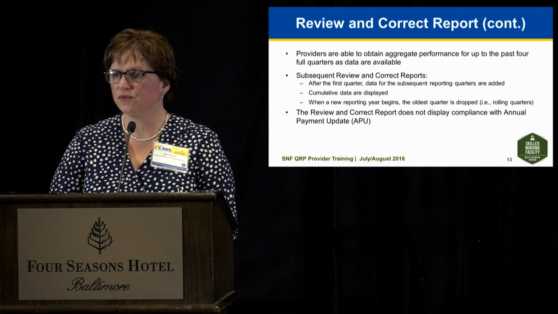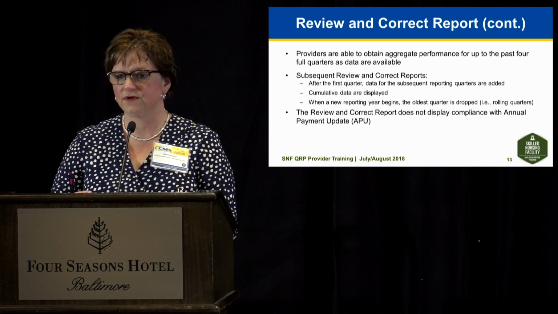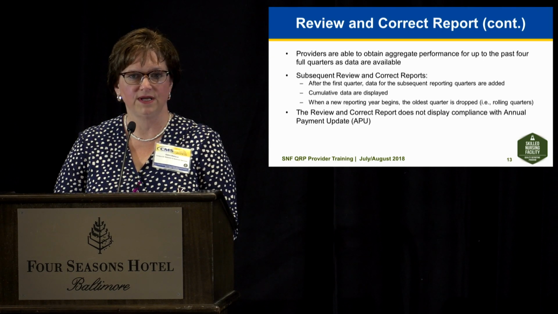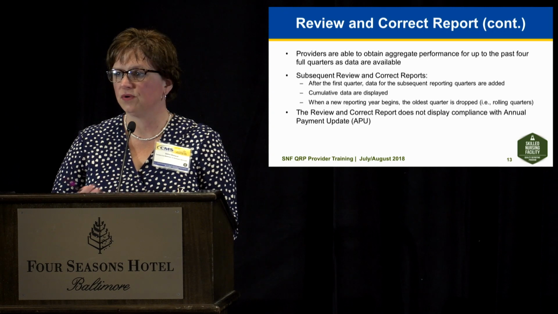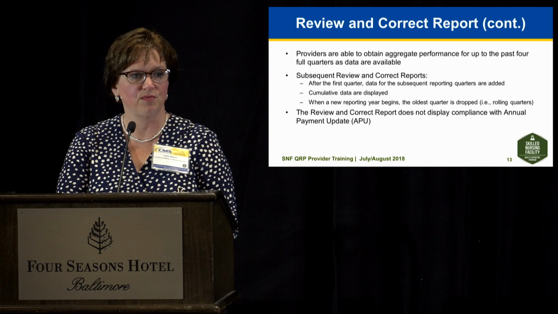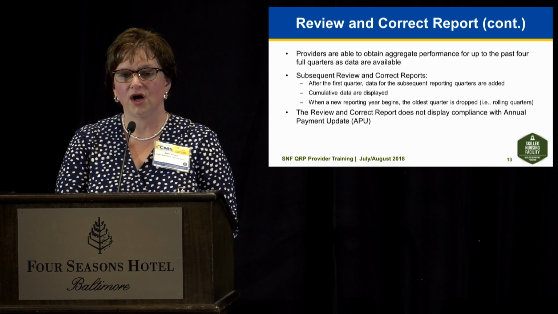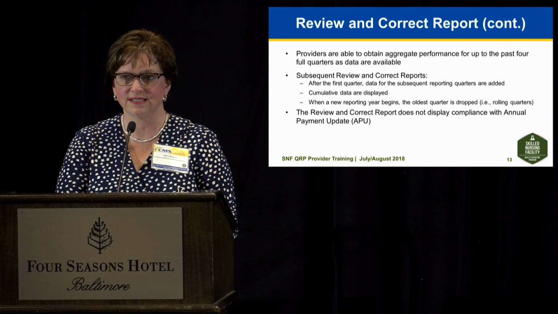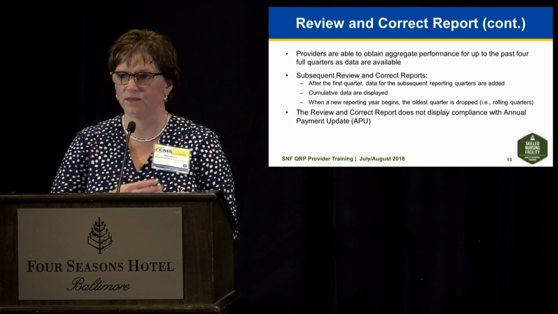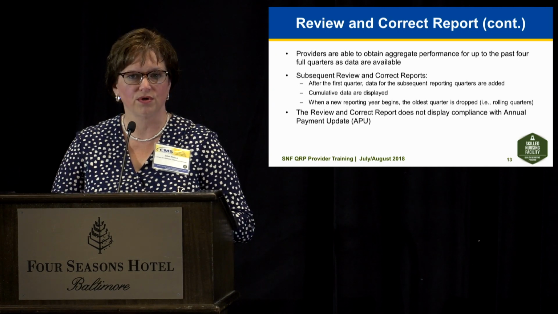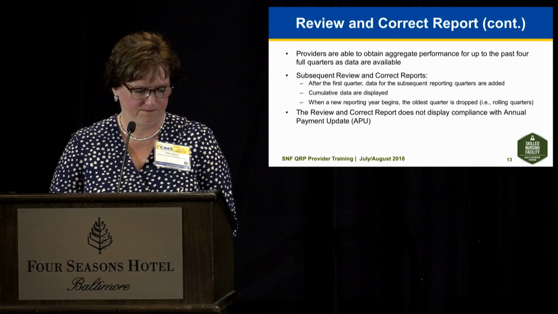It's important to know that the review and correct report will drop off the oldest quarter of data when the newest quarter of data becomes available. So in my example of adding quarter 2 2018 data to the report on July 1st, when that new quarter was added, quarter 1 2017 was removed from the report. So it becomes a rolling process. As a new quarter is added, the older quarter's data is removed.